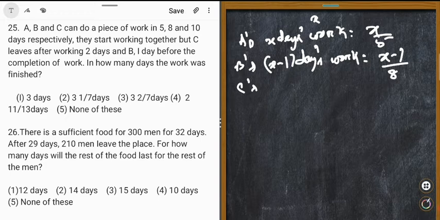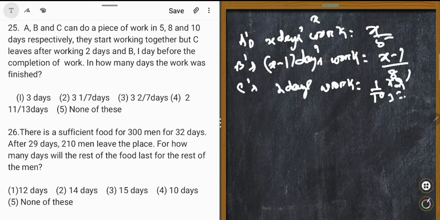So C's 2 days' work is equal to 1 upon 10 into 2, which is 1 upon 5. So as per the question, A's x days' work plus B's x minus 1 days' work and C's 2 days' work is equal to 1 work.